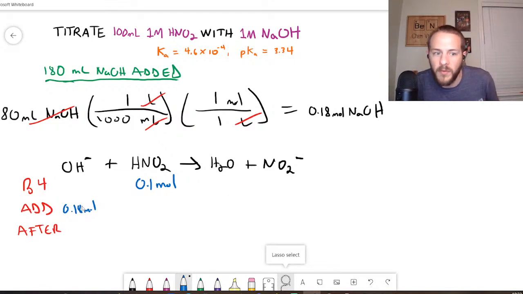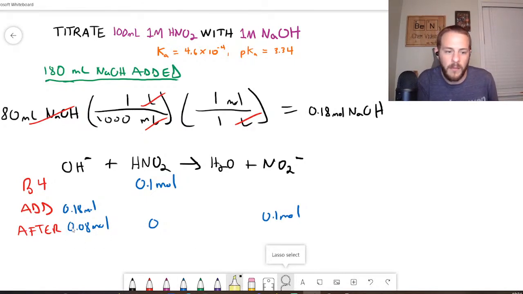So we have more than enough hydroxide to react with all of our nitrous acid. All of our nitrous acid is going to be converted into nitrite, so 0.1 mole over here. We don't have any nitrous acid left; it's all been consumed. Then 0.18 minus 0.1 ends up being 0.08 moles of hydroxide left over. The hydroxide contributes in a dominating fashion to the hydroxide concentration, way more than the nitrite ion does.